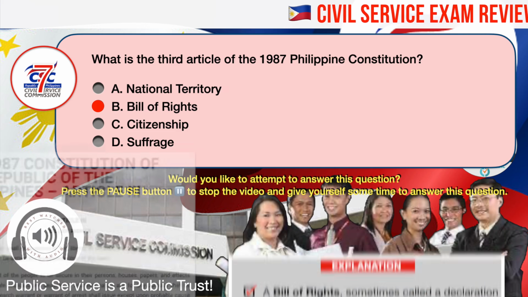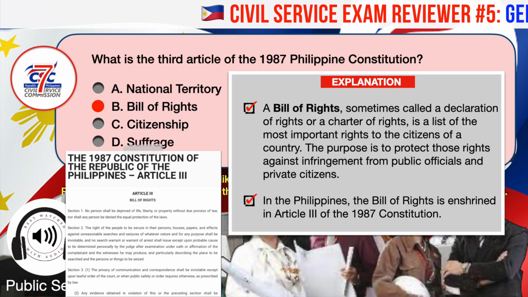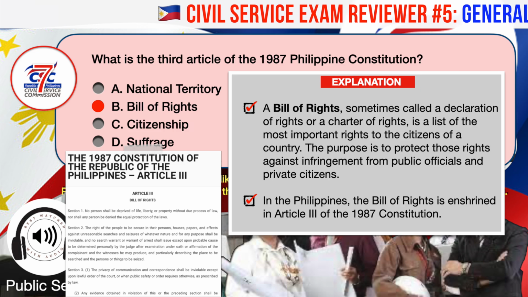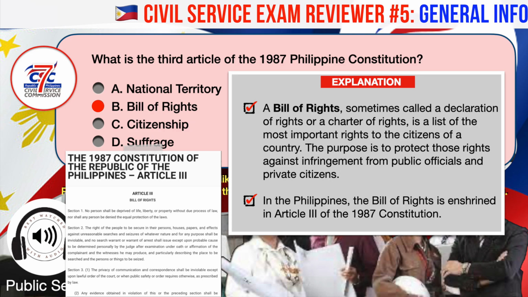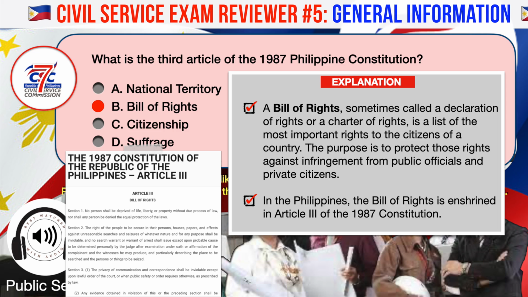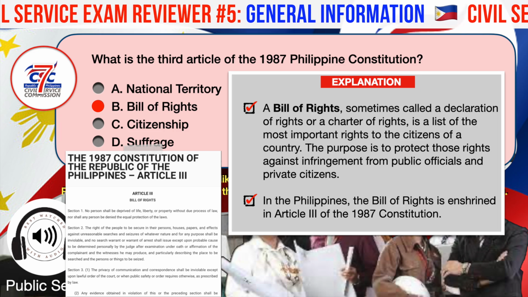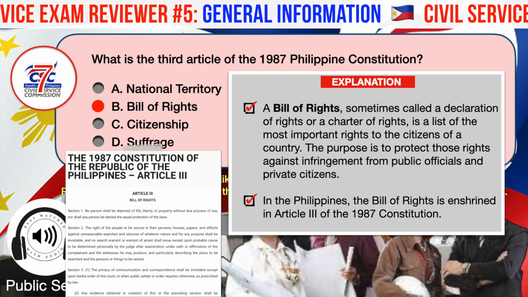Bill of Rights. A Bill of Rights, sometimes called a Declaration of Rights or a Charter of Rights, is a list of the most important rights to the citizens of a country. The purpose is to protect those rights against infringement from public officials and private citizens. In the Philippines, the Bill of Rights is enshrined in Article 3 of the 1987 Constitution.